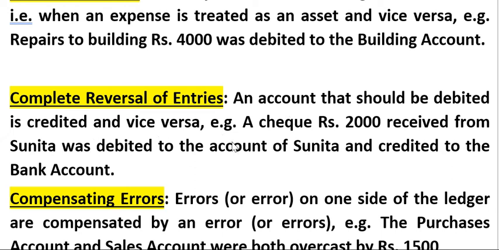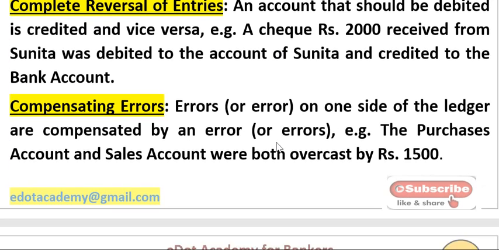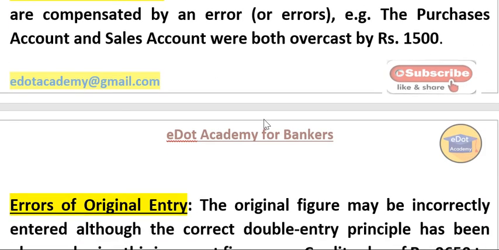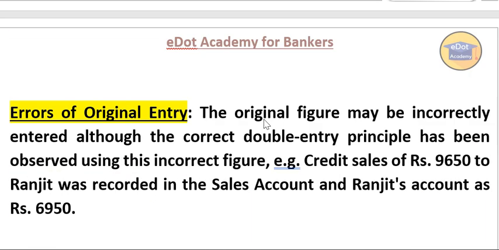That is, a cheque of rupees 2,000 received from Sunita was debited to the account of Sunita. Means you should have credited, but what did you do, you debited. And credit to the bank account. So this is called complete reversal. So you reversed both entries, that means it is called complete reversal. So this entry will also not come in the trial balance. Okay, and next is called compensating error, because now the mistake is compensated, means one is plus, the other is minus, so this will not come in the trial balance.